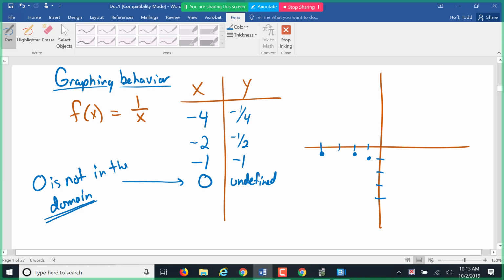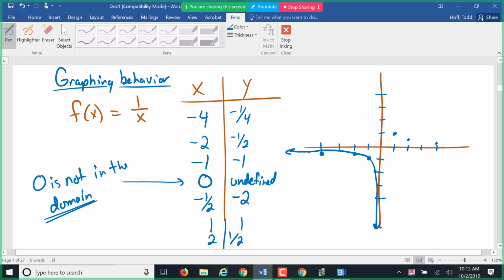I need to figure out what happens in here, though, so I'm going to try a fraction. Let's do -1/2. If x is -1/2, y is actually -2. So we get an idea of the graph. It looks something like this, hugging the axes as it goes off. Put in positive values for x. If x is 1, y is 1. If x is 2, y is 1/2.